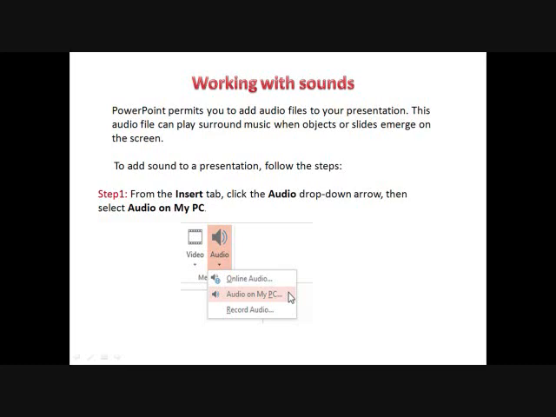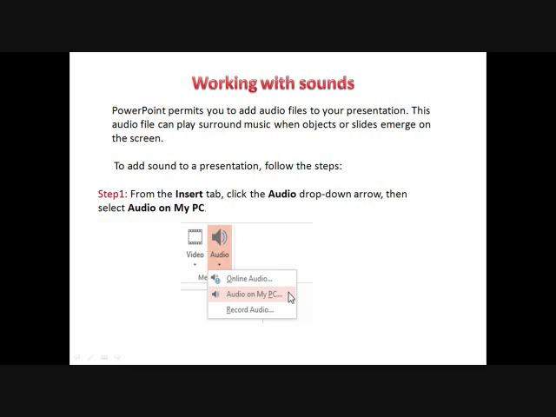When objects or slides appear on the screen, means आपके अगर प्रेजेंटेशन में कोई ऑब्जेक्ट आ रहा है या टेक्स्ट आ रहा है, उस टाइम आपको कुछ म्यूजिक चाहिए, then how you can work with the sound. To add a sound to a presentation, follow the steps. Step 1, from the Insert tab, click the audio drop down arrow, then select audio on my PC.